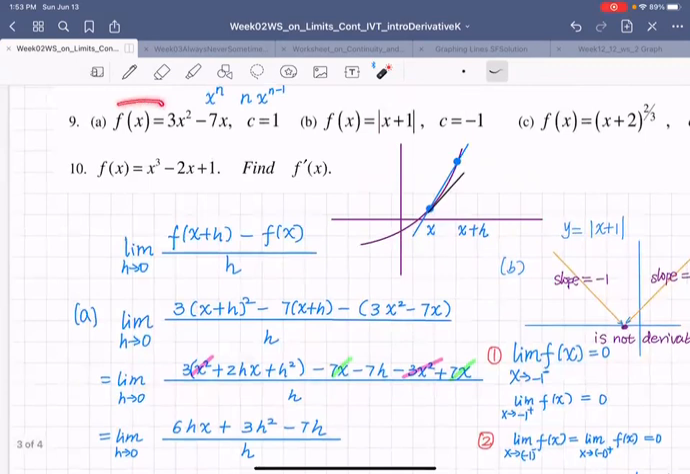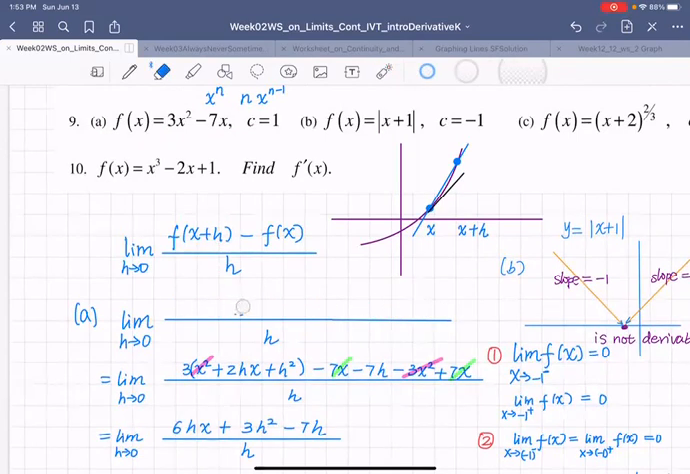Now, f(x) is this. So f(x plus h) will equal, we are going to plug in. Is there any volunteer who wants to work on this with me together? No volunteer? I'm going to call a student, okay?